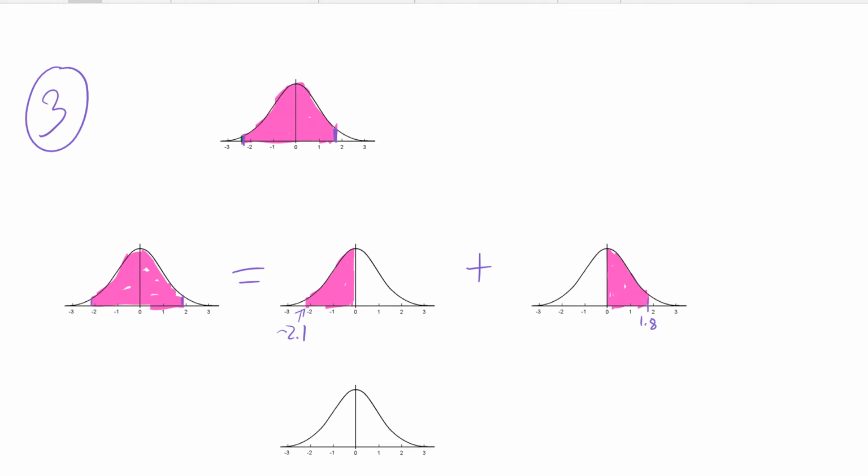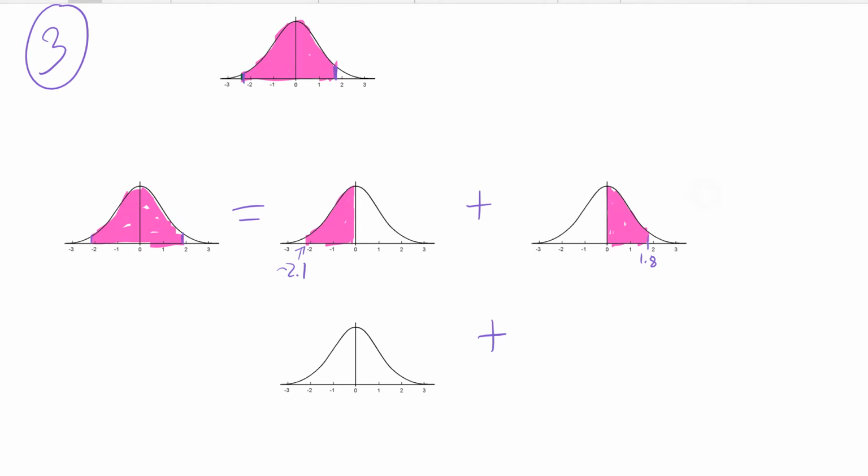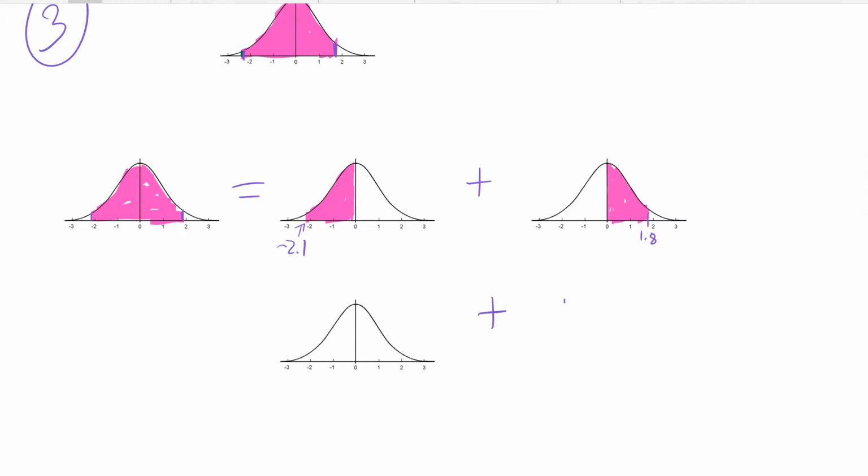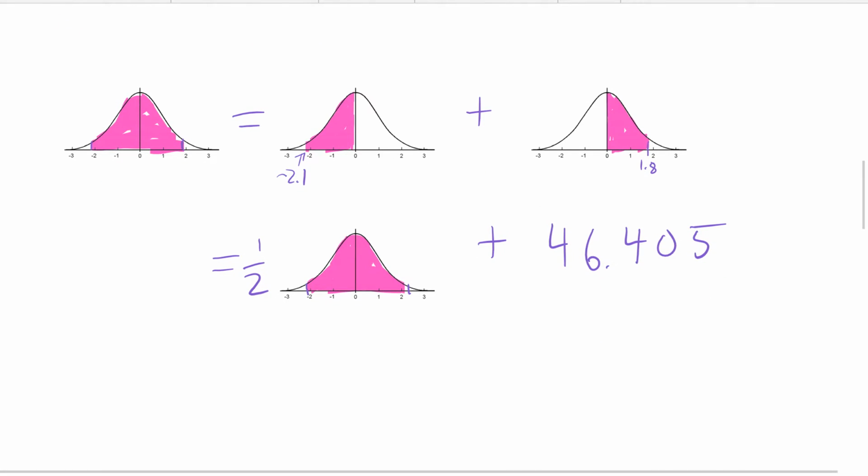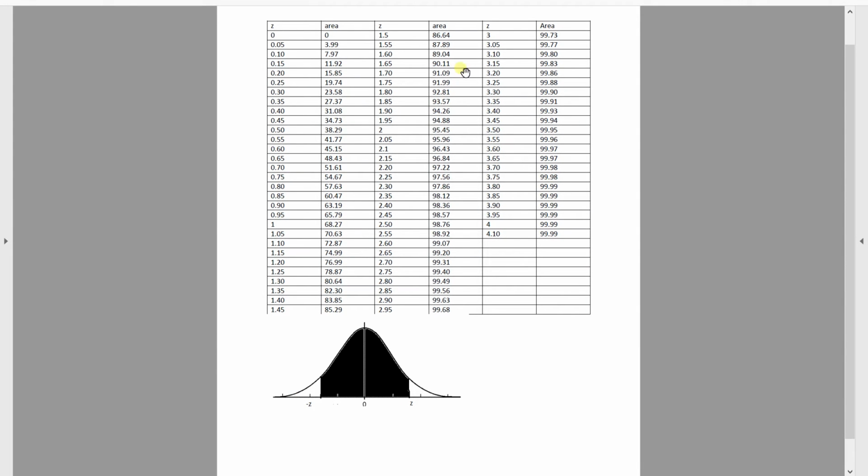We found the area from 0 to 1.8 above. It was 46.405. What about the area from negative 2.1 to 0? That is 1/2 the area from negative 2.1 to 2.1. Because we haven't found that yet, we will have to look it up in the table. Go back to the table. Let's look for z equals 2.1, and it's in the middle column, and it's 96.43.